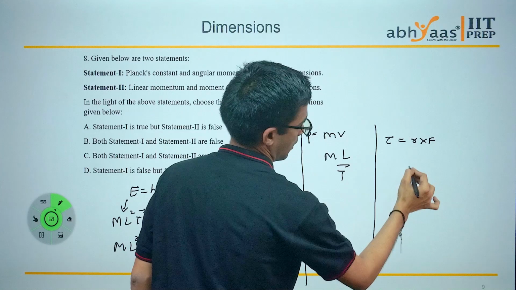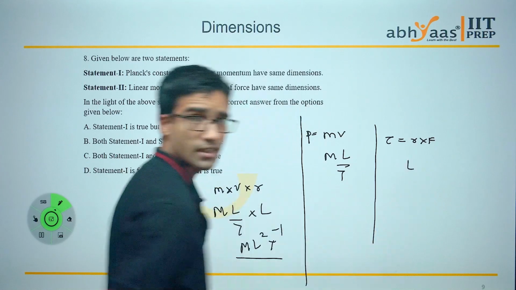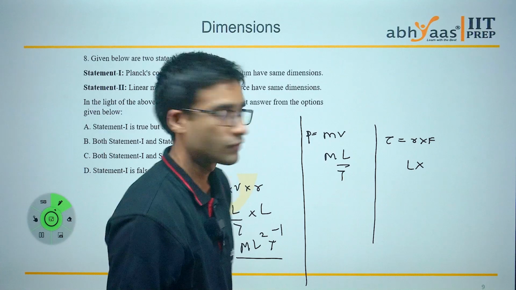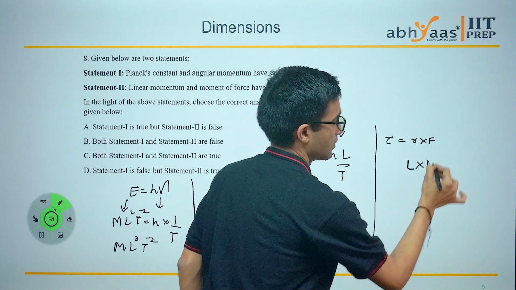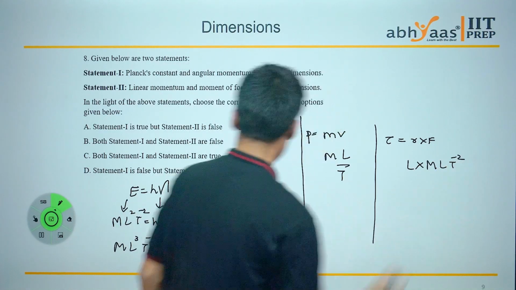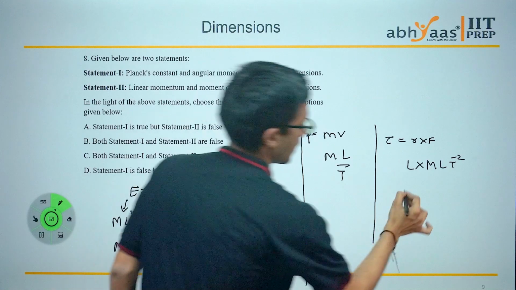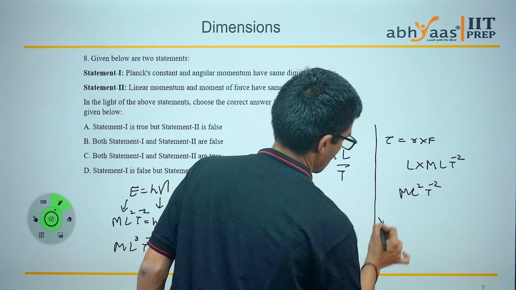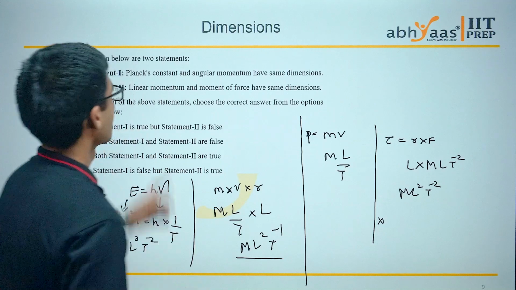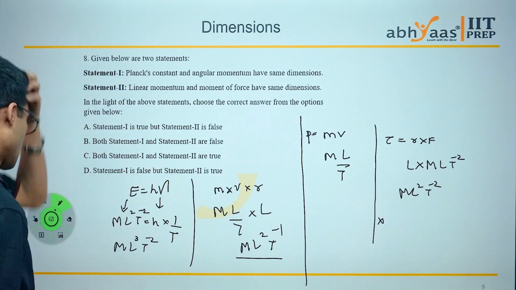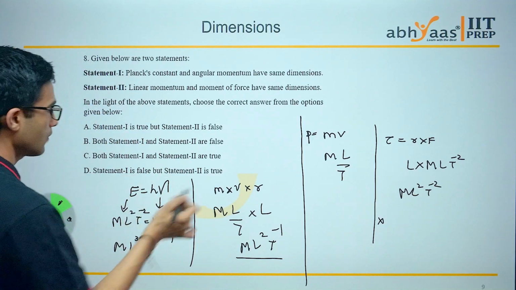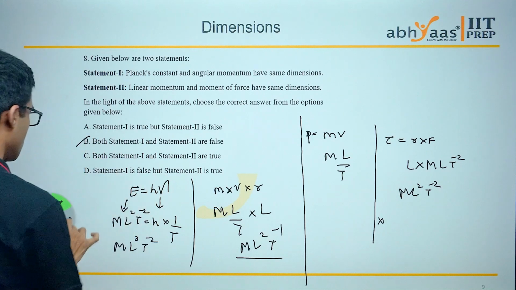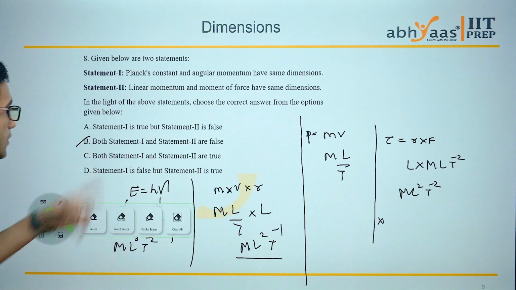Just now I told, r is radius, that is length only. Force f, force means ml t power minus 2, so ml square t power minus 2. So those are wrong. Okay, and angular Planck's constant we can do. So both are false. So both statements are false. Okay. So now this is the thing.